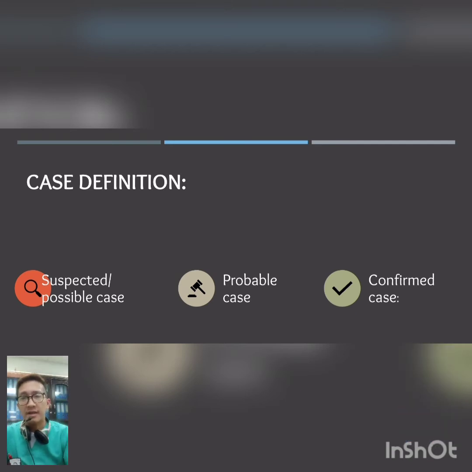Now the last category under case definition is the confirmed case. This is the last case definition, meaning the case is already confirmed based on laboratory analysis. Regardless of whether the patient has clinical signs and symptoms or any epidemiological link or exposure, as long as it is confirmed by a laboratory procedure or analysis, then it is already a confirmed case.